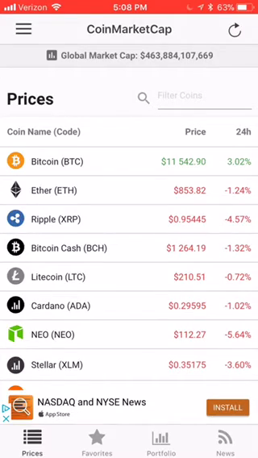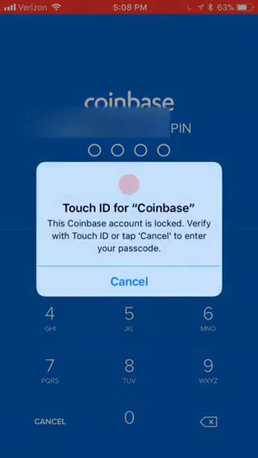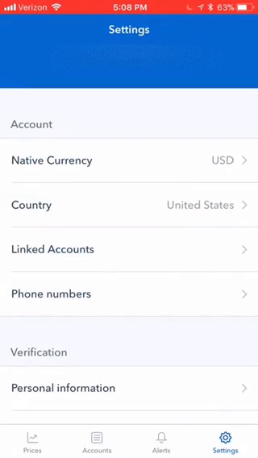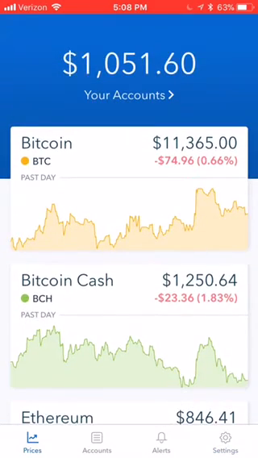Now, when people ask me if they should invest in cryptocurrency, I advise them not to, and for this reason, it's the volatility. As you can see, I have $1,051 in my holdings right now. I've invested, I can't even remember, $1,200 to $1,300. So I've experienced a loss.